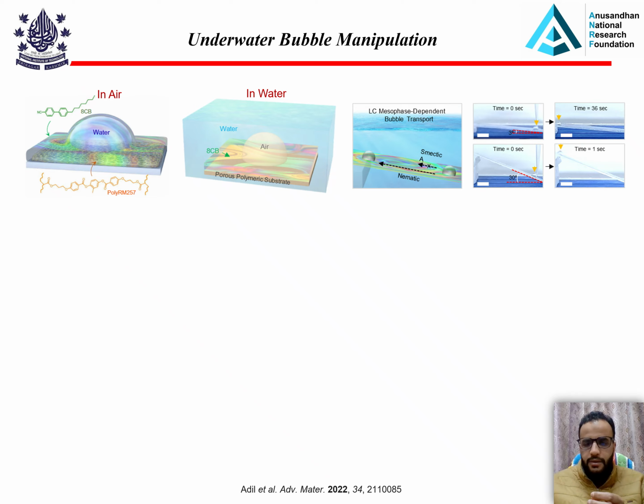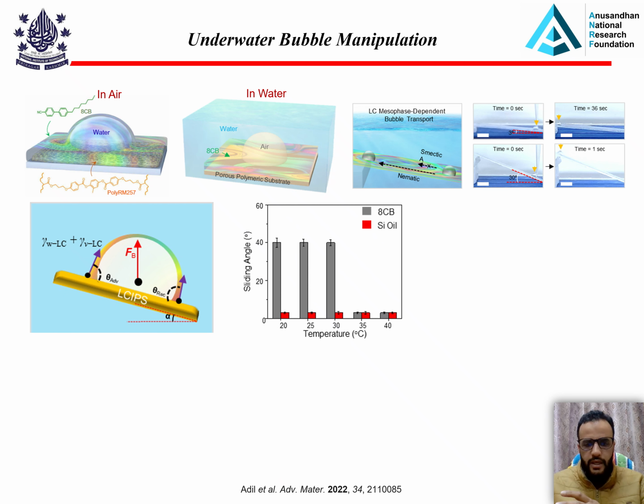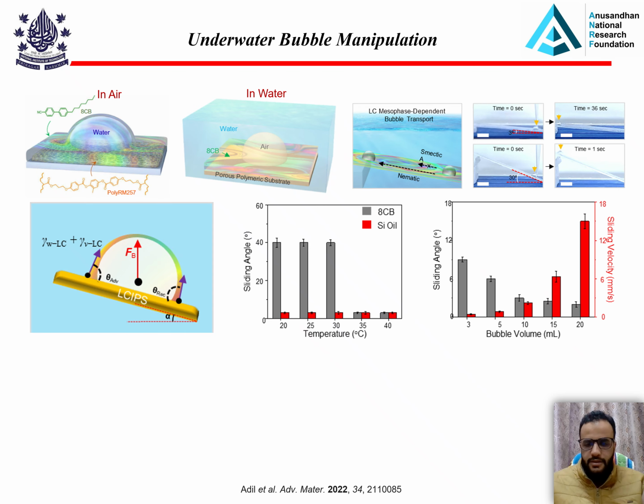So here you can see that at low temperature the sliding angle for the bubble is very high, while at high temperature the sliding angle of the bubble is very low. So by changing the temperature we can transport the gas bubble from one place to another. And here we can see the sliding angle of the gas bubble at different temperatures in comparison to silicone oil, which remains constant throughout the different temperatures.